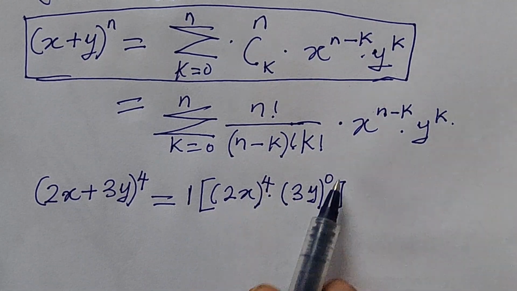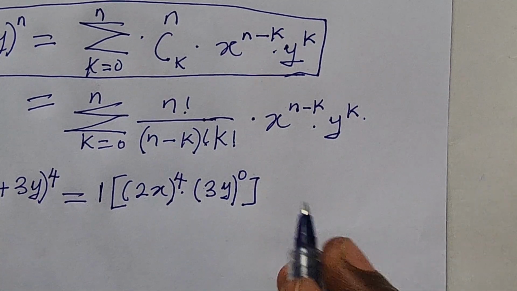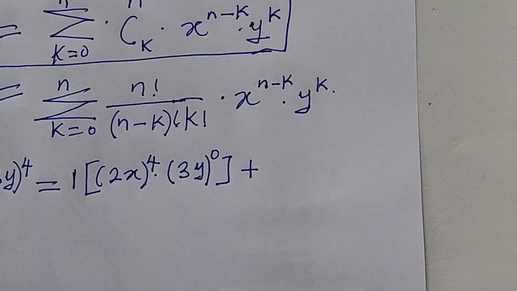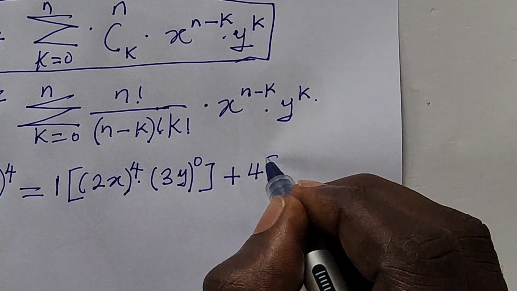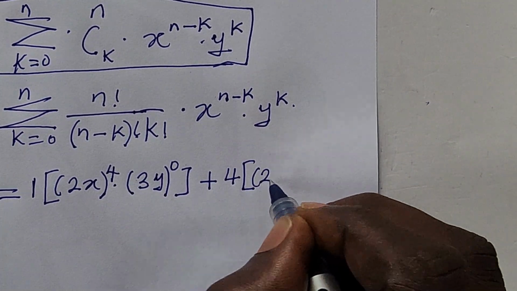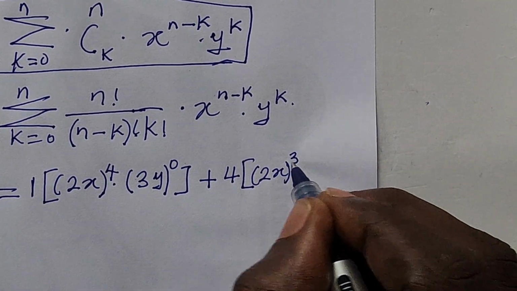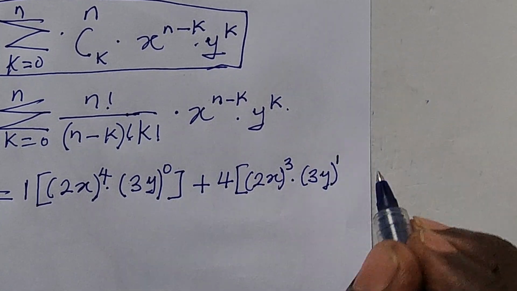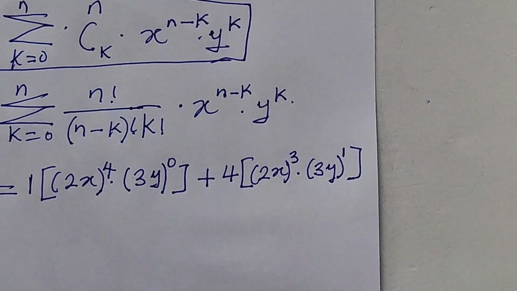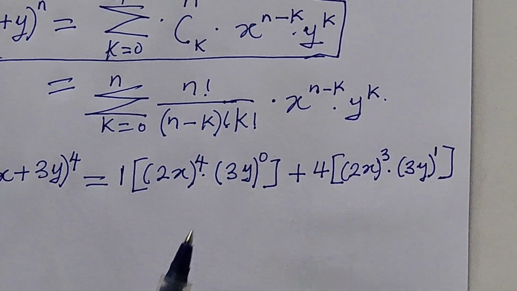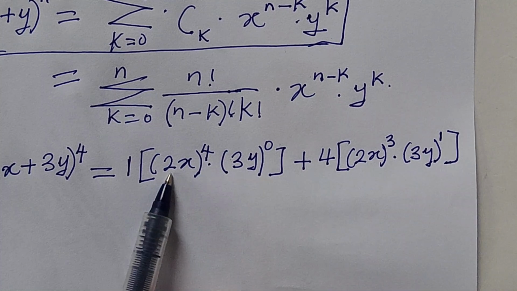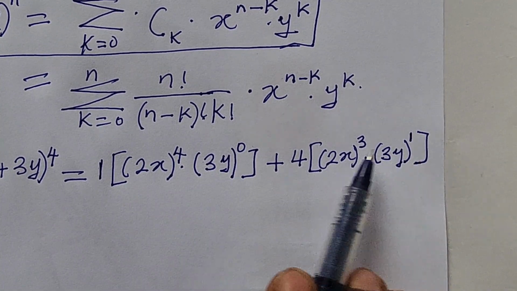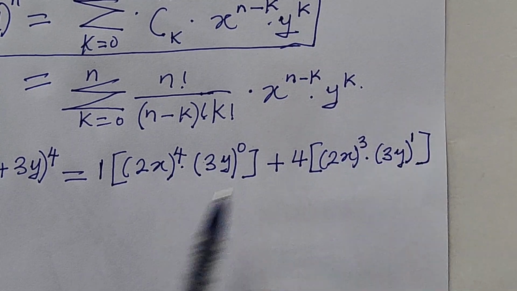So if you have 4 plus 0, that will give us what? 4. So the next term is going to give us here plus, what is the coefficient? It is 4. So this will now give us here 4 times the square bracket, bracket 2x all to the power of 3 times bracket 3y to the power of 1, then close our square bracket. You notice that the power of 2x will be decreasing, while that of 3y will be increasing. And again, if you add 3 and 1 together, that will give us 4.